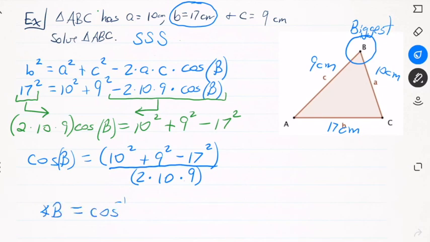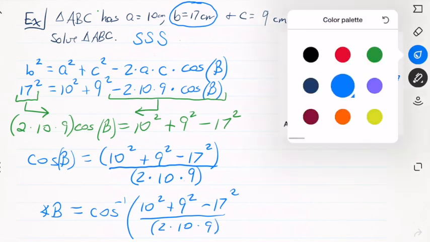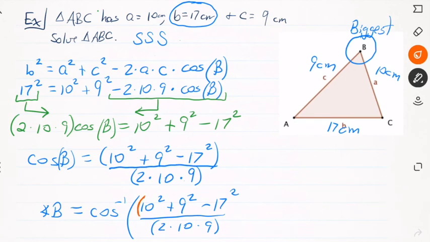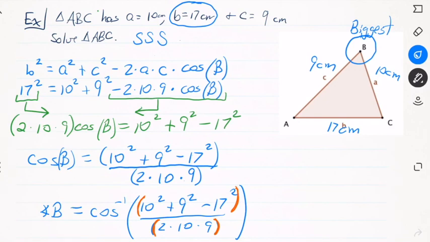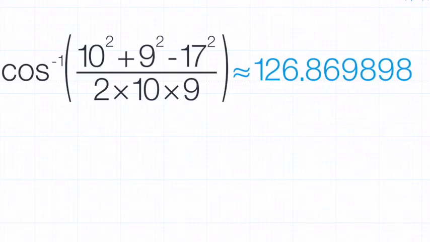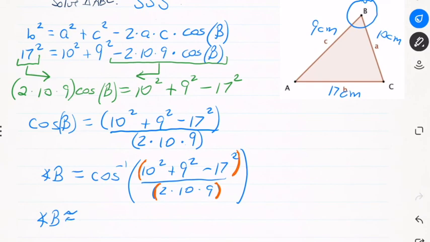So this would be cosine inverse of 10 squared plus 9 squared minus 17 squared all over 2 times 10 times 9. And again, I highly suggest parentheses around the entire top and parentheses around the entire bottom so that you don't make any grouping errors. If you type that into your calculator, you're going to get the measure of angle B is approximately 126.9 degrees. All right, so then the rest of it is law of cosines, or I'm sorry, law of sines.